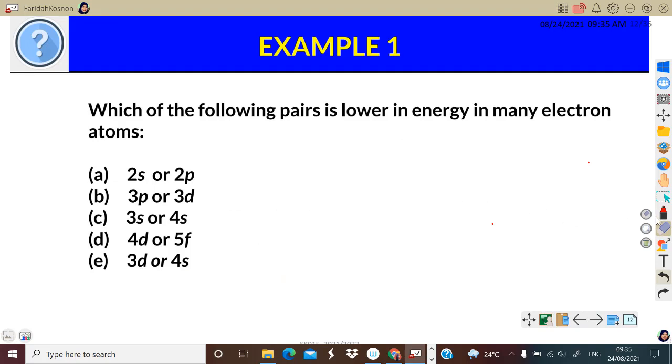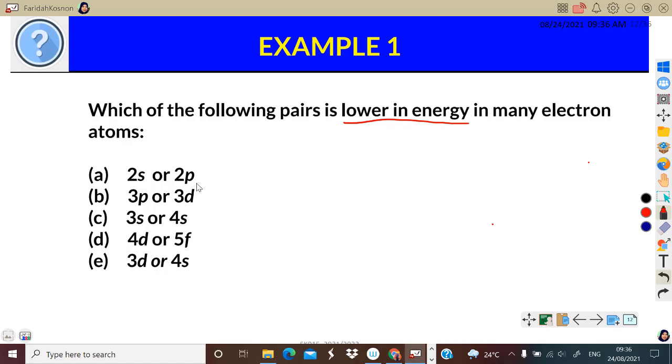Okay class. This example, the question asks you which of the following pairs is lower in energy in many electron atoms. Maksudnya tak semestinya hidrogen lah. Hidrogen ada 1 elektron. After hydrogen we have helium. Helium tu sudah ada more than 1 electrons. Jadi maksudnya sekarang disuruh compare between 2s and 2p.